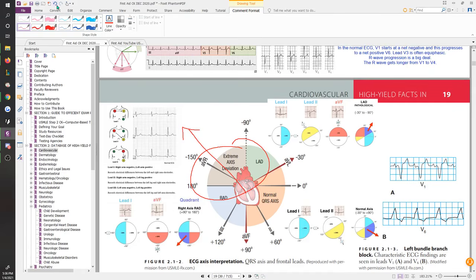I've never seen that in the question, and once you become very confident at this stuff, if you're ever doing a question where nothing adds up, nothing makes sense, and none of the scenarios look like they fit in LAD or in RAD, then you should be pretty confident at that point to pick an extreme axis deviation as an answer choice and just move on. And that can definitely happen in step 1.